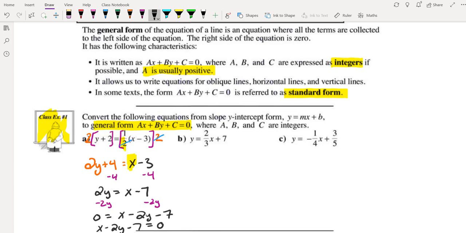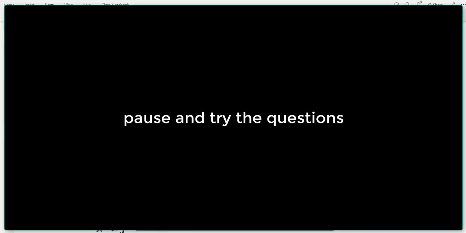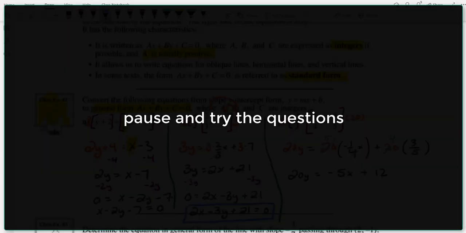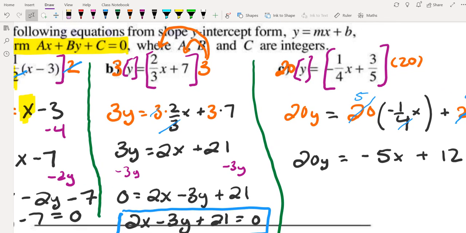So give B and C a try. Try to convert it to general form. Step 1, remove the fraction. Step 2, move all the terms to one side and ensure x is positive. So in B, the common denominator would be 3. We multiply 3 to both sides. You multiply it out, you end up with 3y is equal to 2x plus 21. We move everything to one side, making sure that x is a positive term. So we subtract 3y, we end up with 2x minus 3y plus 21 is equal to 0.